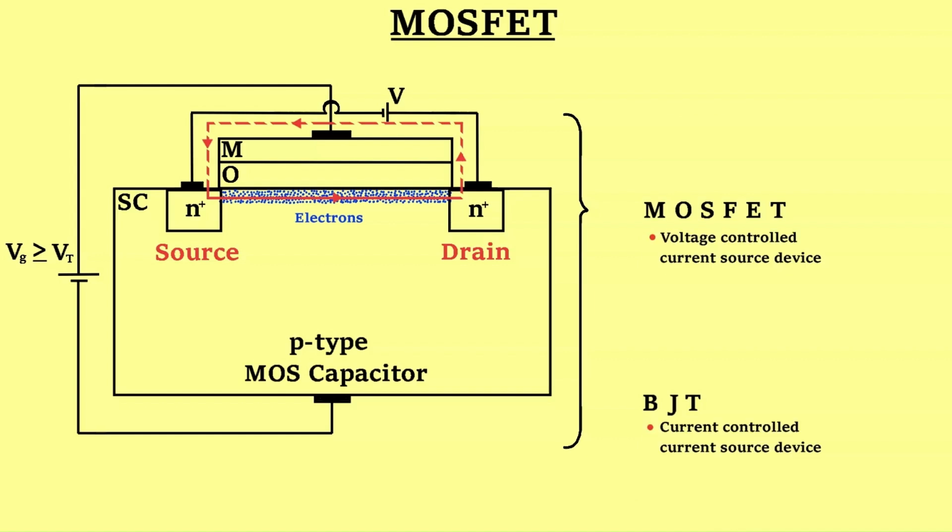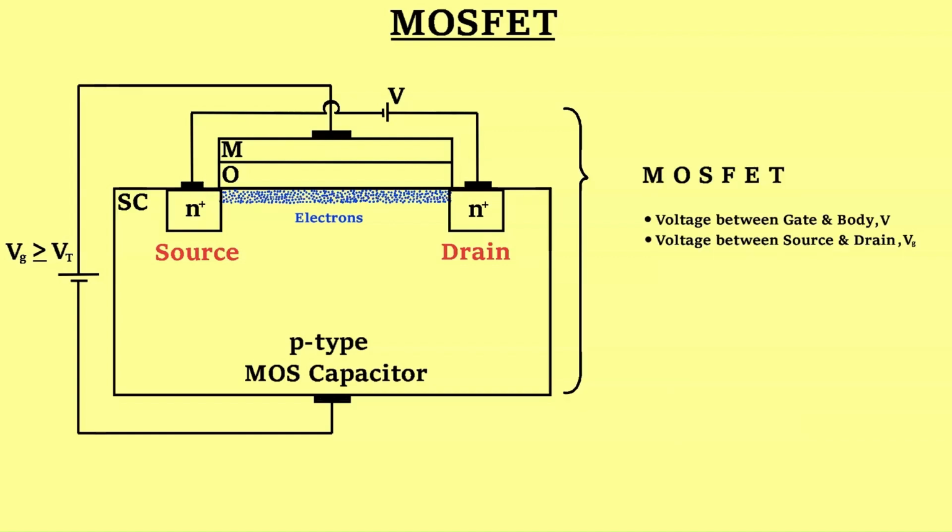BJT is a current-controlled current source device, whereas MOSFET is a voltage-controlled current source device. The controlling voltage parameter is the voltage difference across the gate to body, which introduces the inversion layer, and the current is the drain current, which is ideally equal to the source current. In the shown diagram, there are 2 applied voltages, one between gate and body and the other between drain and source. But this arrangement is rarely used.